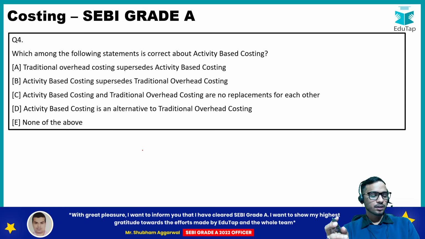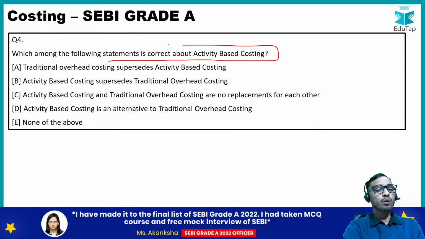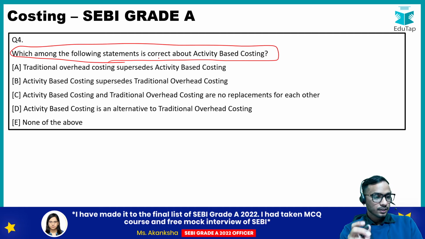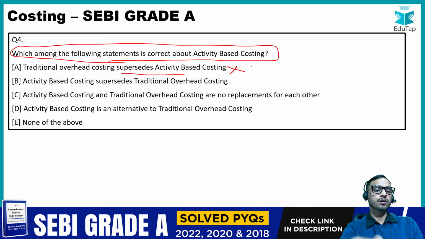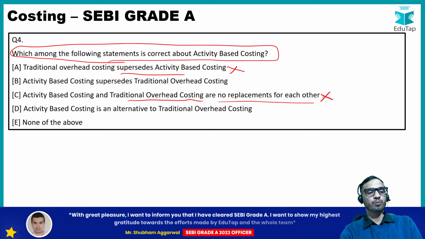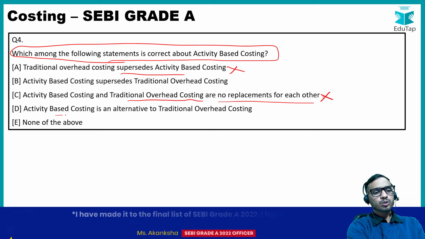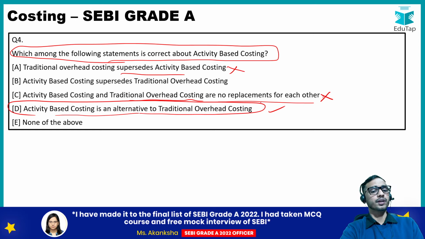We discussed this. Now we have the fourth question: which among the following statements is correct about activity based costing? Traditional overhead costing supersedes. No, not at all. Activity based costing supersedes. Activity based costing and traditional overhead costing are no replacement for each other. This is incorrect because one is a replacement of the other. Activity based costing is an alternative to traditional overhead costing. It is more appropriate than the second statement.